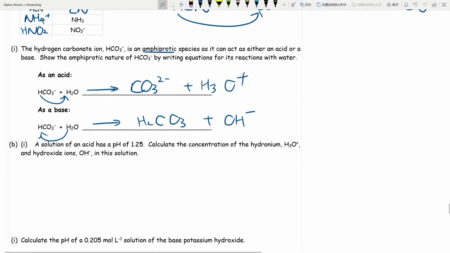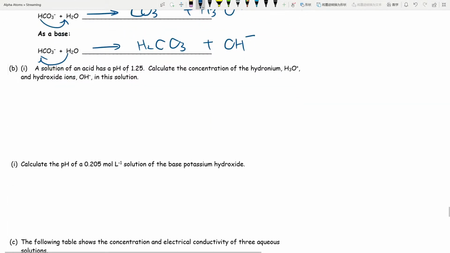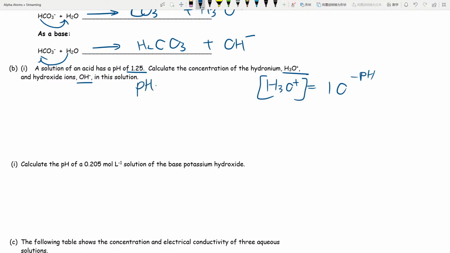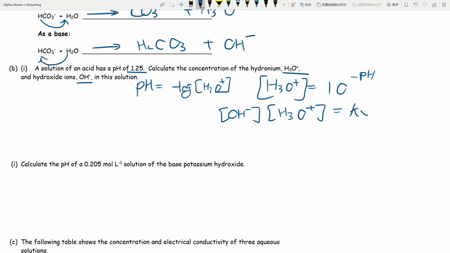Okay, now calculations. A solution of acid has a pH of 1.25. Calculate the concentration of H3O plus and the concentration of the hydroxide ion. So just remember the two equations. The H3O plus concentration is 10 to the power of negative pH, and pH equals negative log H3O plus. And then we know that OH minus times H3O plus equals KW, which is 1 times 10 to the power of negative 14.